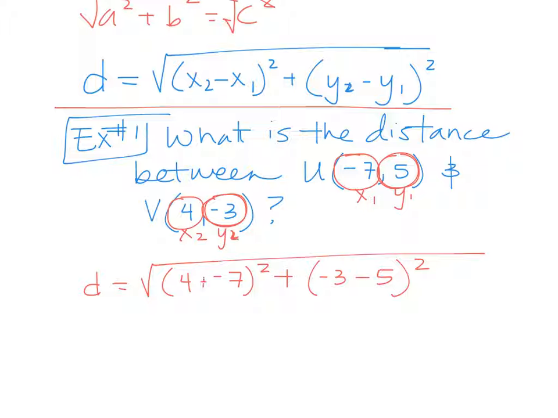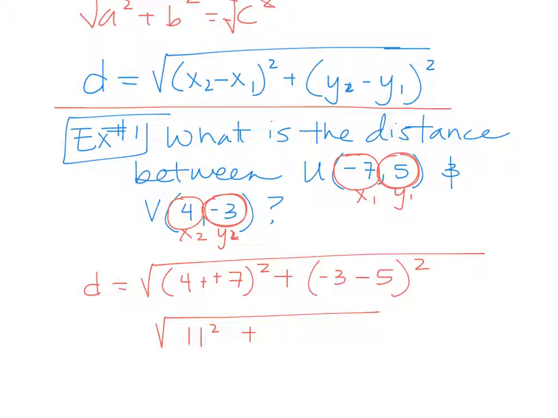Now you simplify. So minus a negative is plus a positive. 4 plus 7 is 11 squared. So it's the square root of 11 squared plus negative 3 minus 5, which is what? Negative 8. What's negative 8 squared? It's 64, right? A negative 8 squared is negative 8 times negative 8, which is positive. So when you square a number, it will always become positive.